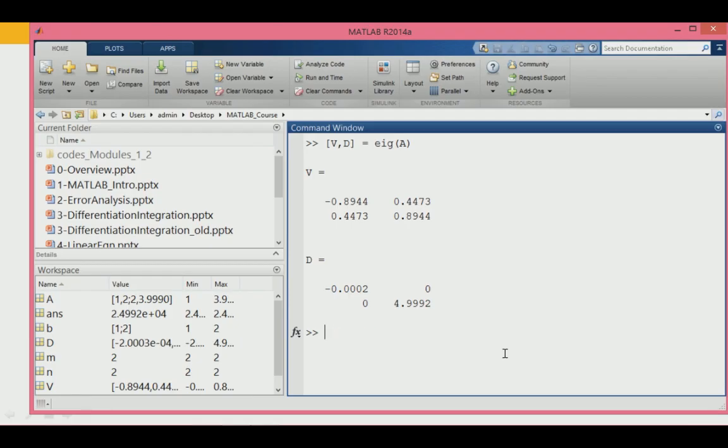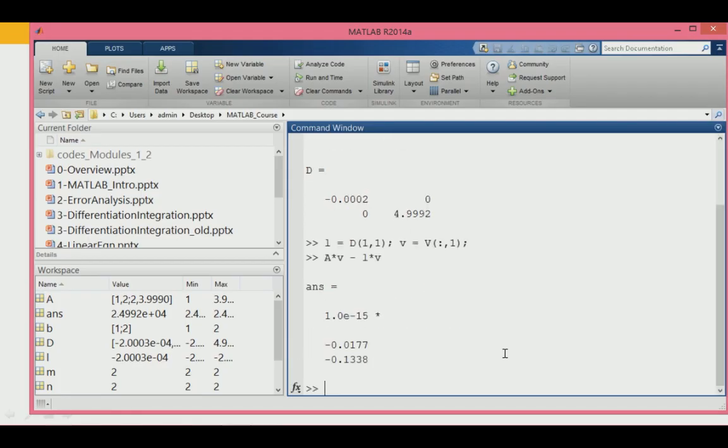So, let us say L was nothing but D(1,1), and our v was nothing but the first column. The first column basically means all the rows and column number 1. This L is the first eigenvalue, this v is the first eigenvector. Let us say A multiplied by v minus lambda multiplied by v. What we get is the value of the order of 10 to the power minus 15. Let us look at the value of A multiplied by v, and A multiplied by v is of the order of 10 to the power minus 3.